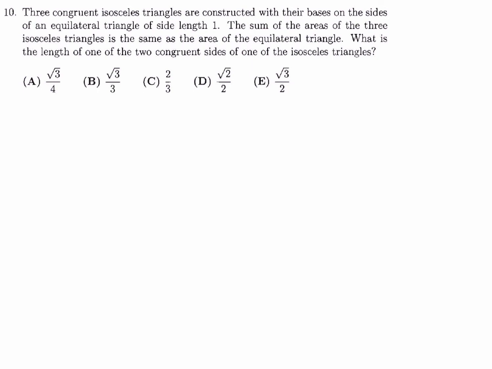3 congruent isosceles triangles are constructed with their bases on the sides of an equilateral triangle of length 1. The sum of the areas of the 3 isosceles triangles is the same as the area of the equilateral triangle. What is the length of one of the 2 congruent sides of one of the isosceles triangles? Well, let's draw this. So we've got some equilateral triangle, and what they're basically saying is you're going to draw these isosceles triangles on their bases. For example, something like this. Here's one such triangle, and something like this. Very similarly, they're congruent. They're going to look exactly the same.